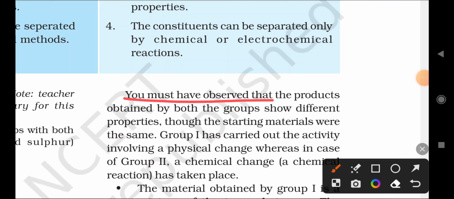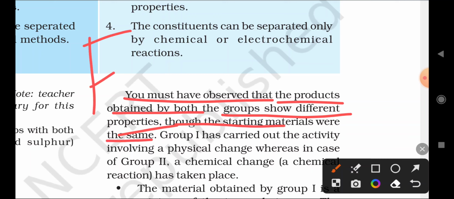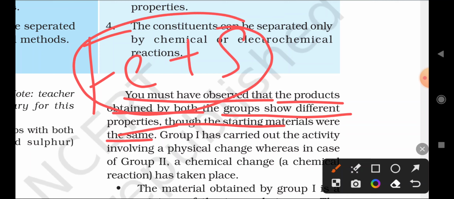Okay, you must have observed that the products obtained by both groups show different properties, correct? The first group shows a colorless, odorless gas, but the second group shows a colorless gas with a rotten egg smell. Two different properties, though the starting materials were the same. What starting materials did they take? Both iron plus sulfur, but the results have different properties, right?